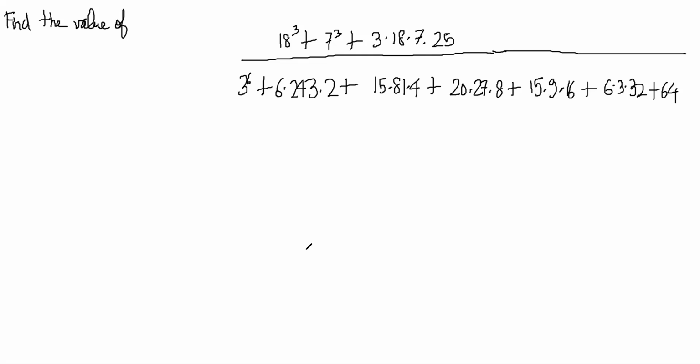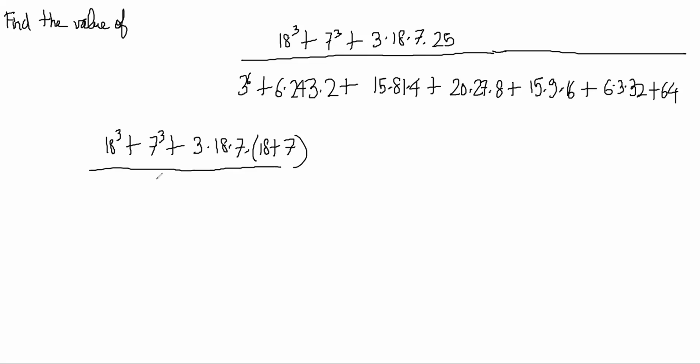The top part becomes 25 cube, everyone can see. It's 18 plus 7 to the power cube: 3 into 18 into 7 into 18 plus 7, right? And the bottom is the binomial expansion of 3 plus 2 to the power 6.